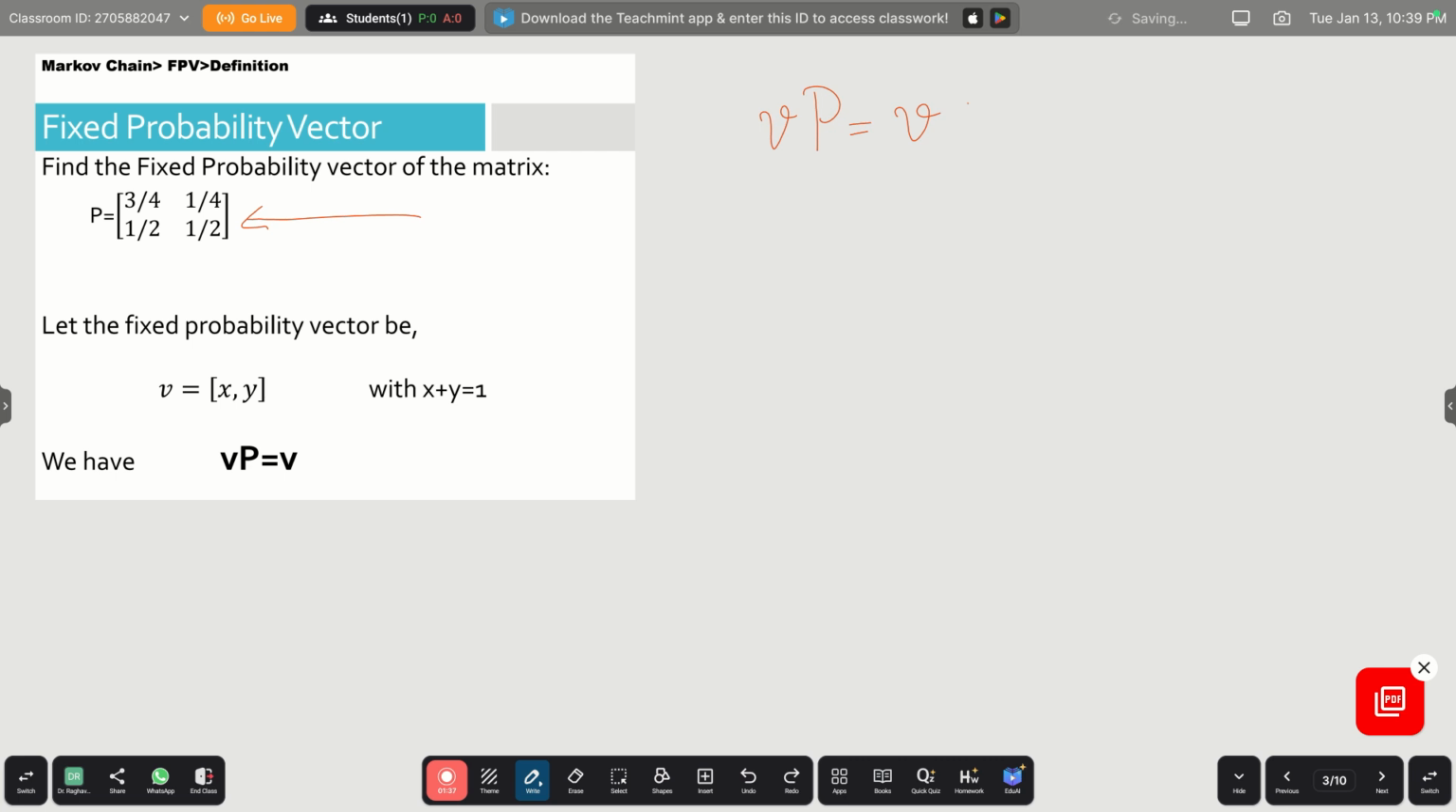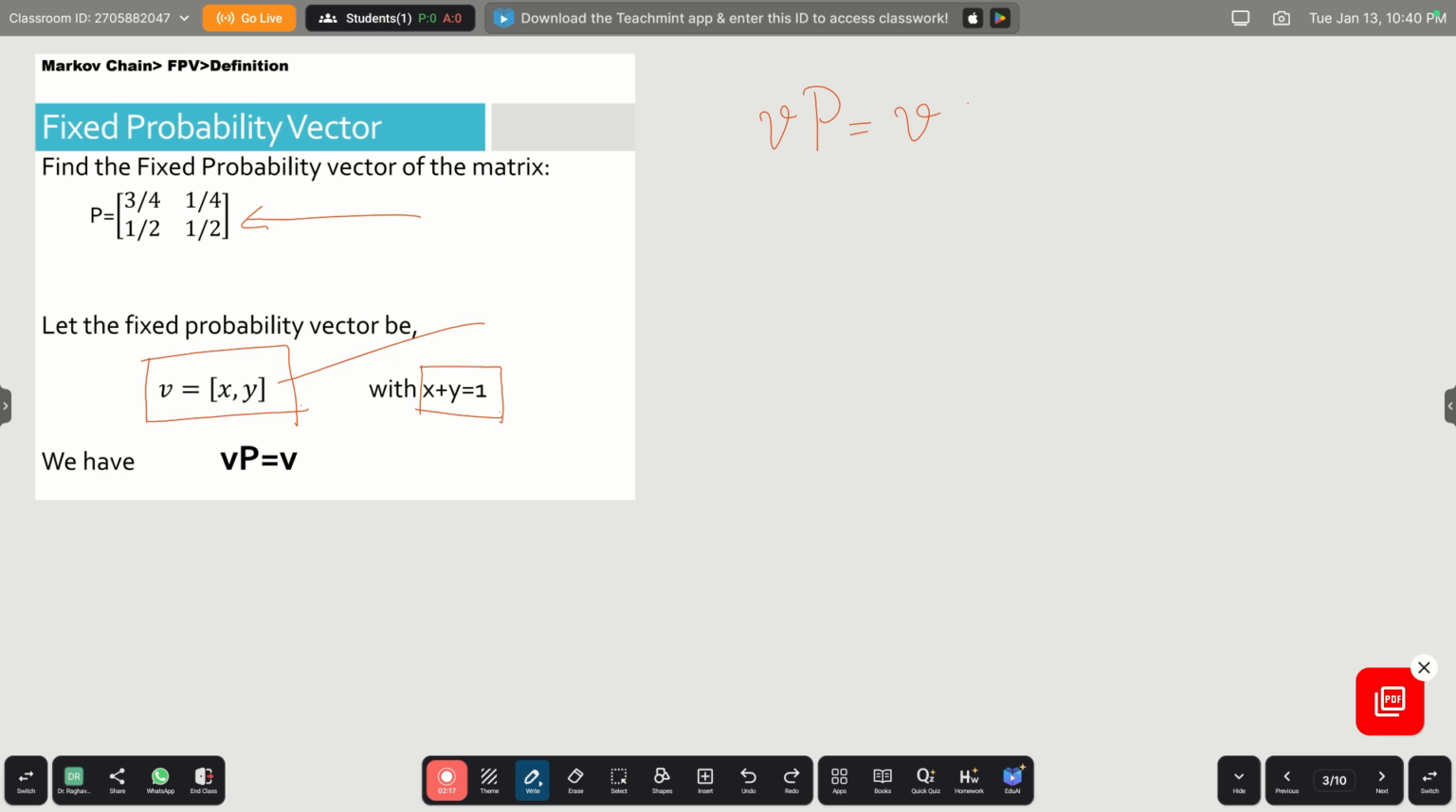Since P is a 2 cross 2 matrix, the vector V should have two components. That's why I have taken V equal to XY, two components, X is the first one and Y is the second one. Also, since we are talking about a probability vector, the sum of the components in the vector should be equal to 1. So X plus Y should be equal to 1. With these conditions, let us try to find V. Finding V means we will get the values of X and Y.